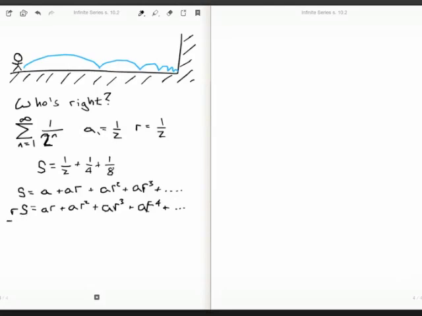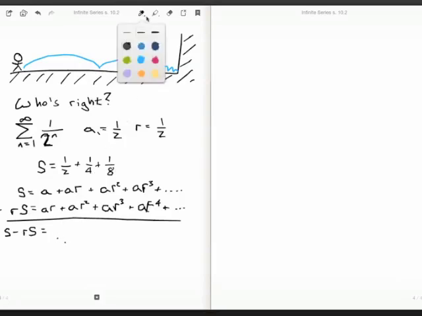Well, let's take a look. What if we were to take these two things, which we know are equal, and we subtract them? And so now I've got down here S minus RS equals, well, what does this equal? So we realize that here this AR is going to cancel with this AR, and this AR squared is going to cancel this AR squared, and this AR cubed is going to cancel this AR cubed, and whatever is down here is going to cancel with whatever down here, and that goes on to infinity.